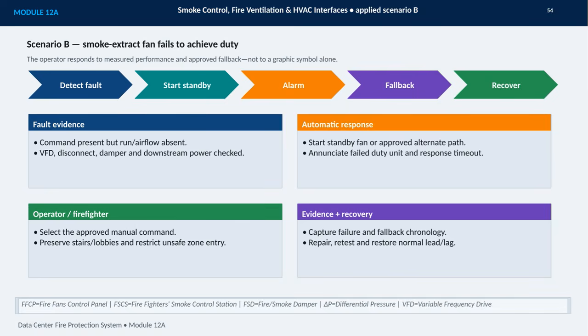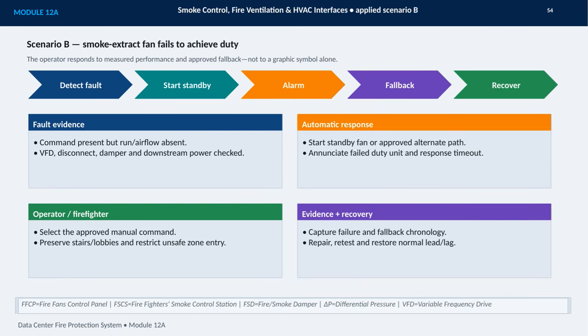If the duty fan still cannot achieve performance, the system should start the standby fan or another approved path, while announcing the failed unit and any response timeout. The operator or firefighter then selects the approved manual command, protects stairs and lobbies, and restricts entry into unsafe areas.